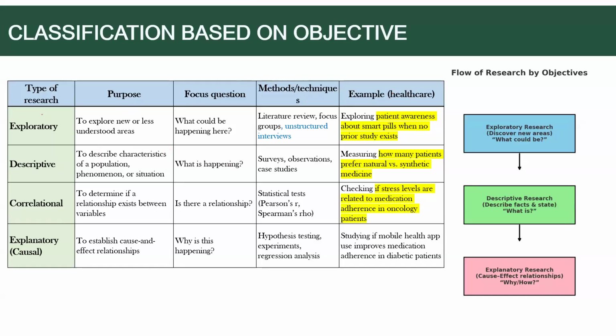This slide is important. This is the types of research on the basis of objective. What objective you are doing, what purpose you are following in your research. You either want to explore new or less understood areas, like you just want to understand what could be happening here, what else can happen here.